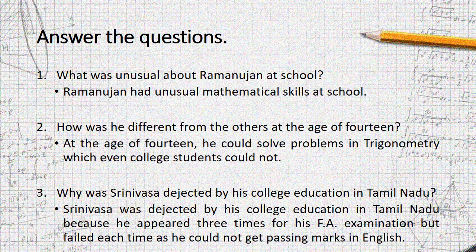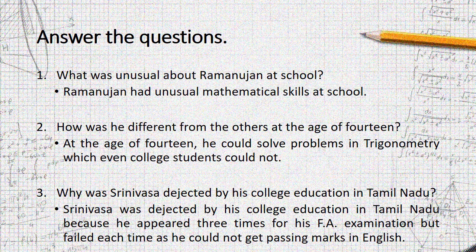Question 1. What was unusual about Ramanujan at school? What was that quality? What was the skill? So what was unusual, which is not ordinary? What did he have? Ramanujan had unusual mathematical skills at school.